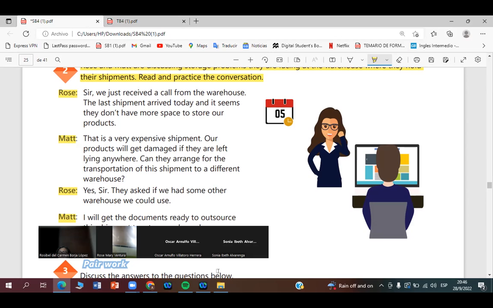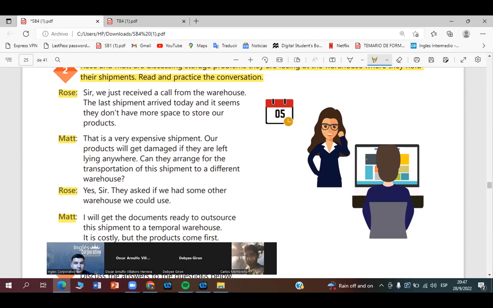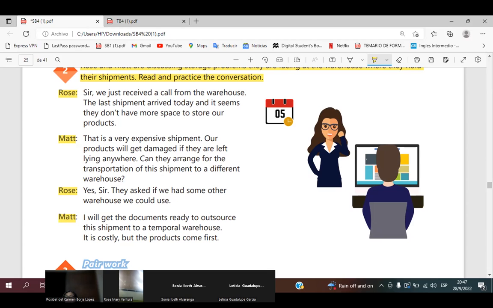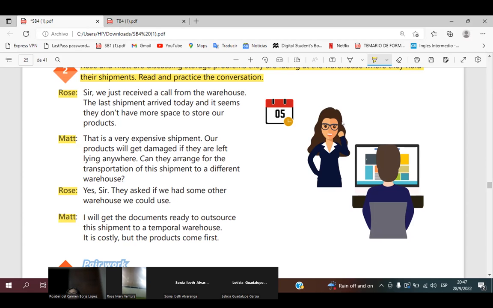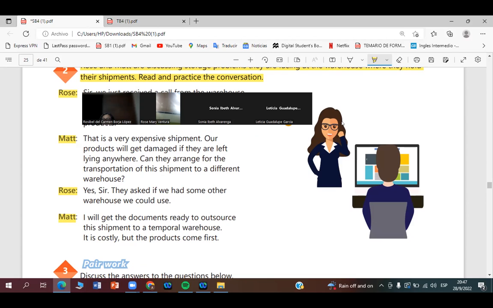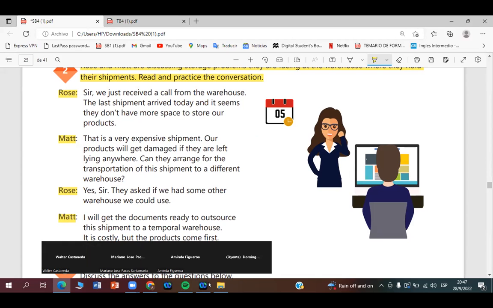We just received a call from the warehouse. The last shipment arrived today, and it seems they don't have more space to store our product. That very expensive shipment or product will get damaged if they are left lying anywhere. Can they arrange for the transportation of the shipment to a different warehouse? Yes, sir. They ask if we have some other warehouse we could use. I will get the document ready to outsource the shipment to a temporary warehouse. It is costly, but the product comes first.